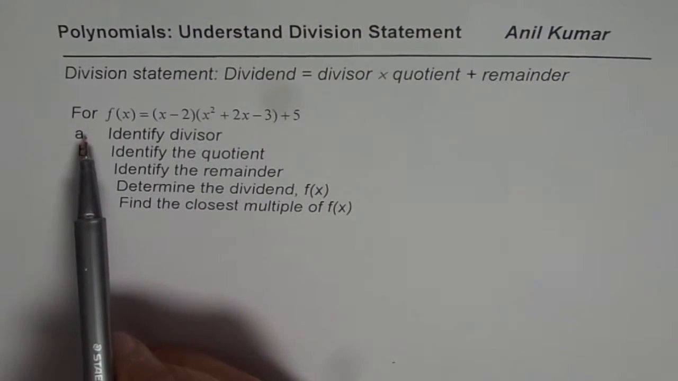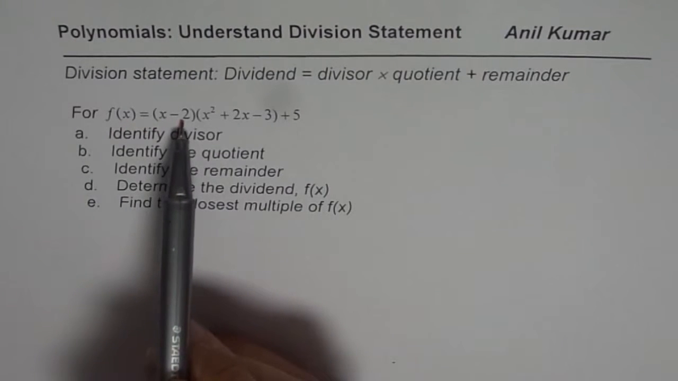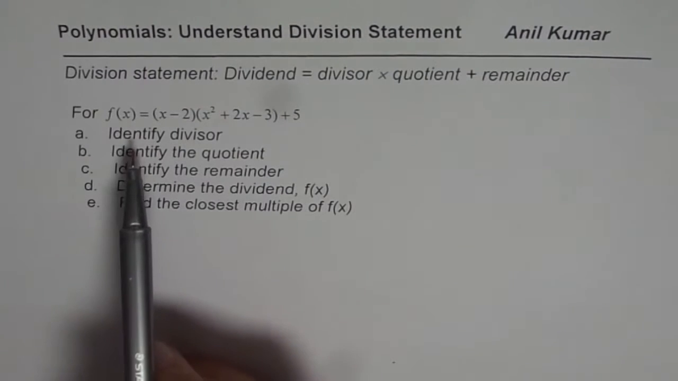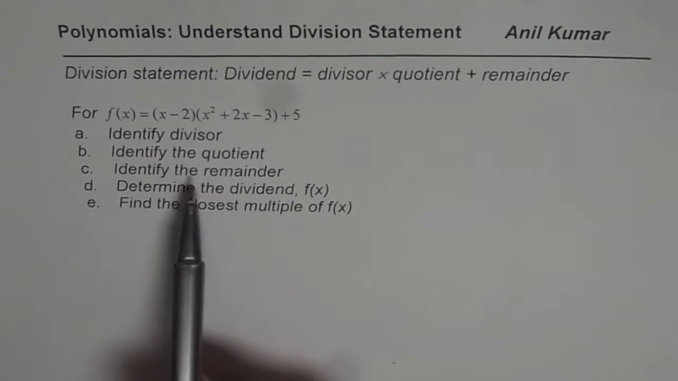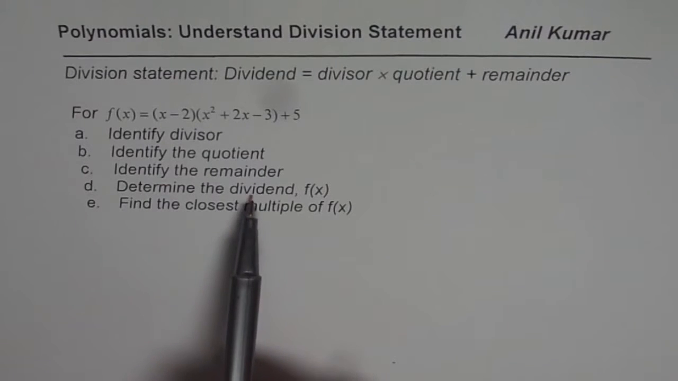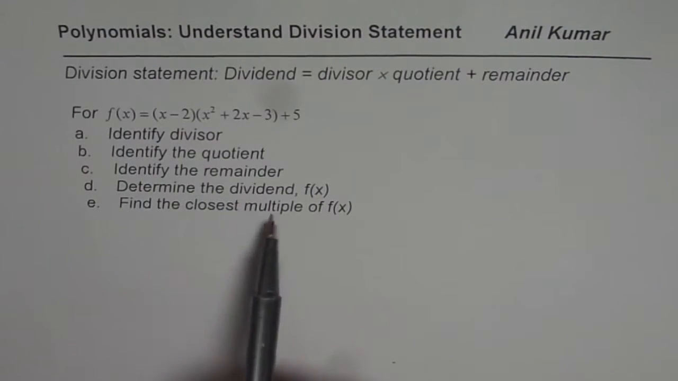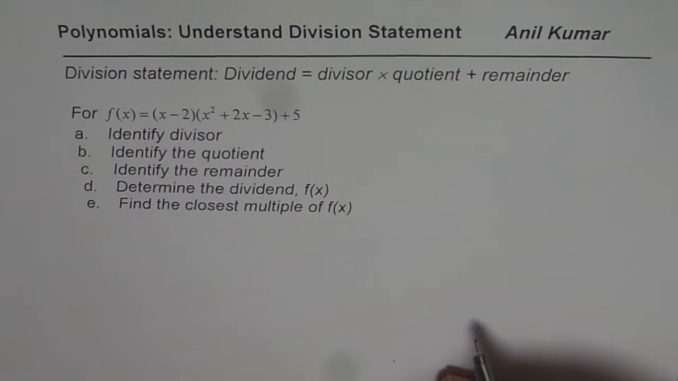We are given this question: f of x equals x minus 2 times x squared plus 2x minus 3, plus 5. Identify the divisor, identify the quotient, identify the remainder, determine the dividend, which normally is the function f of x, and find the closest multiple of f of x. This video will help you understand all these concepts, and then we'll move forward with more division of polynomials.